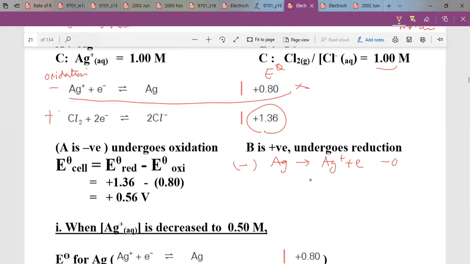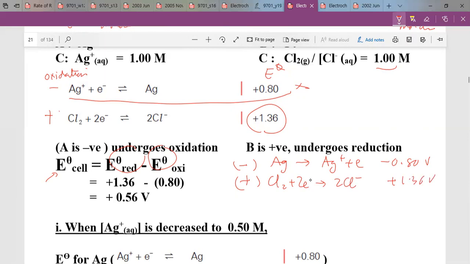But when you use the E value here, you don't change the sign. You use the original, I can't stress more than that. Then, of course, it was positive, which means it will accept electrons, it undergoes reduction. So Cl2 plus 2e gives you 2Cl minus. And this is positive 1.36 volt.